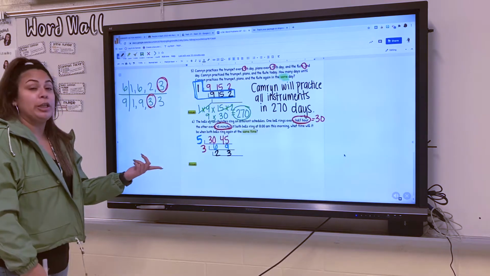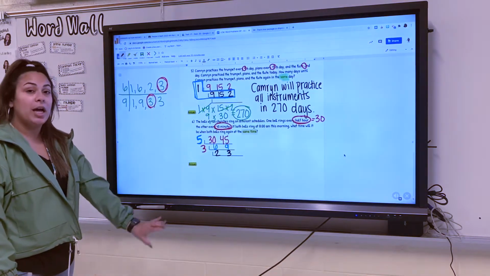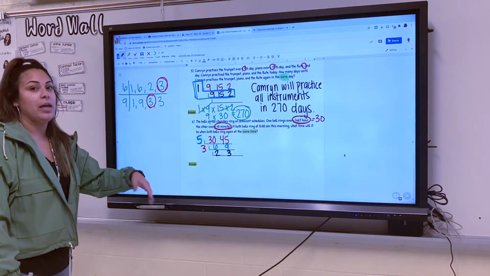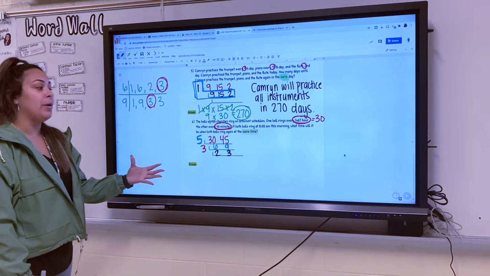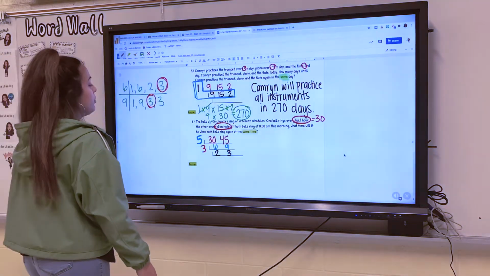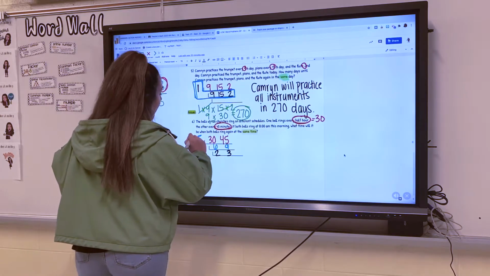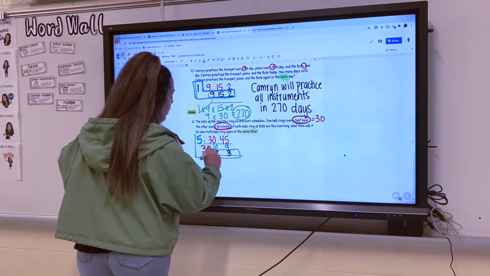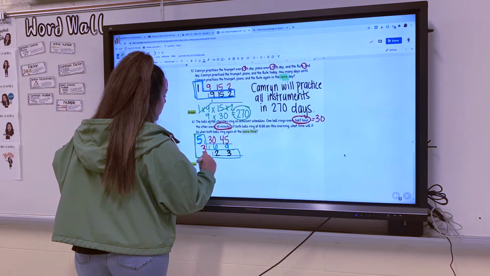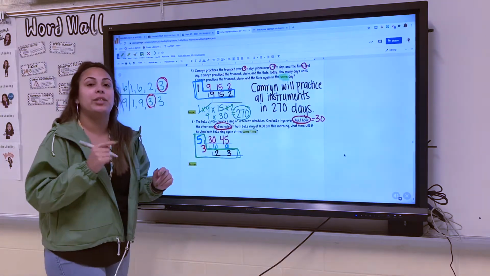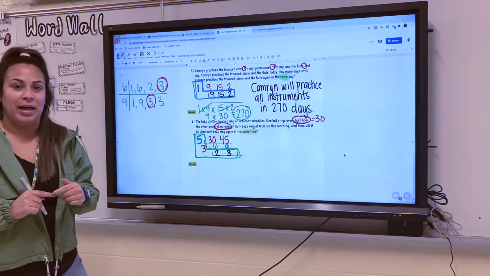I know 2 and 3 are prime numbers, so I'm done factoring using the ladder method. But I'm not done solving my problem because I still have to find the least common multiple. So I'm going to draw my L around my numbers on the side and my numbers in the last row of the ladder rung. I do this so I know what numbers to multiply.